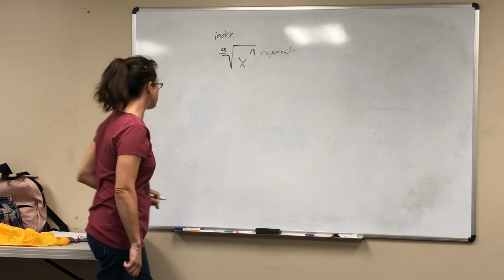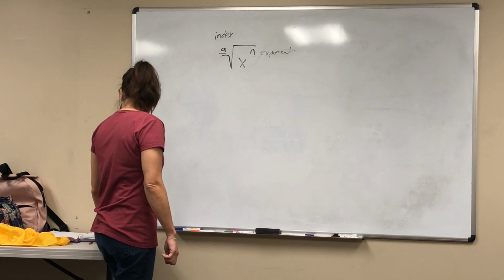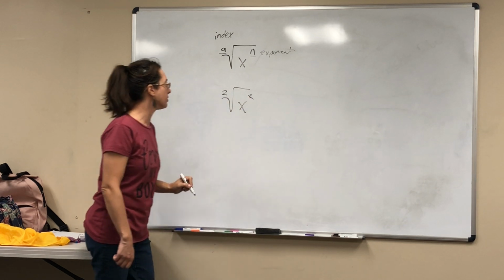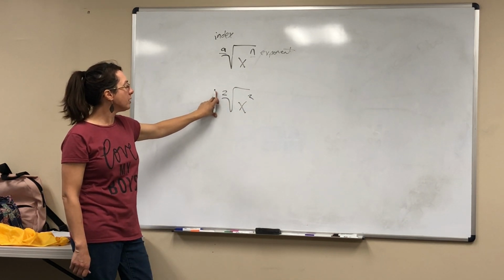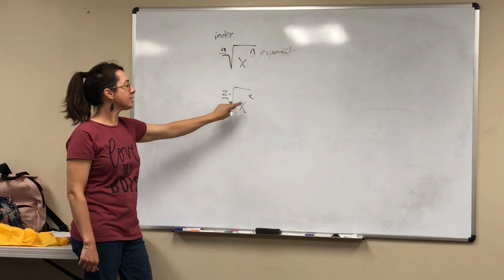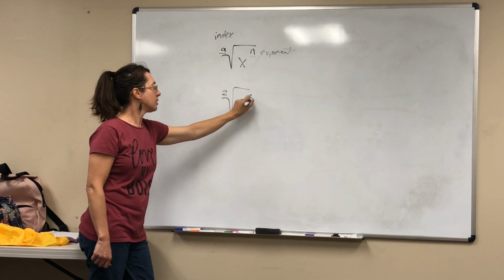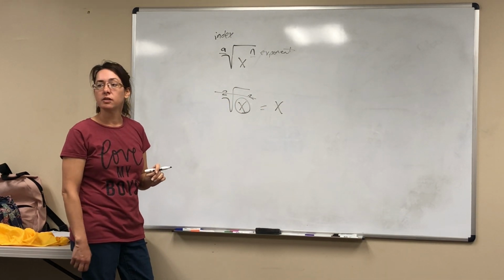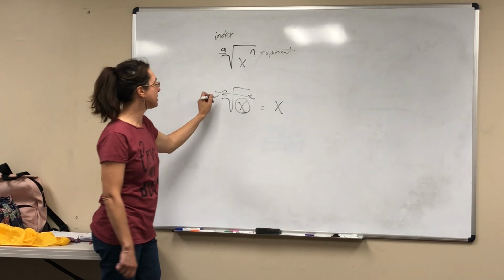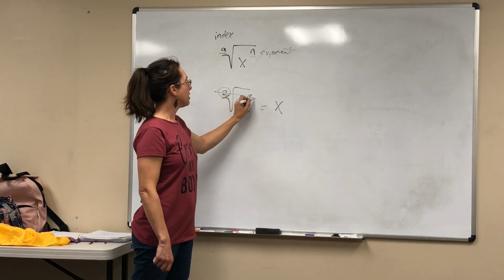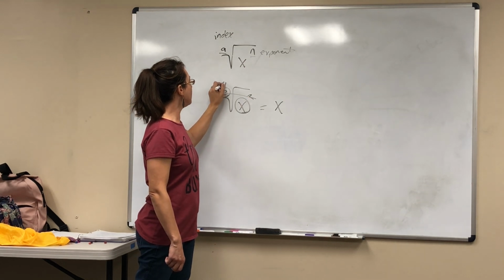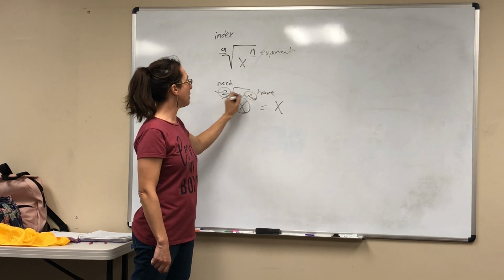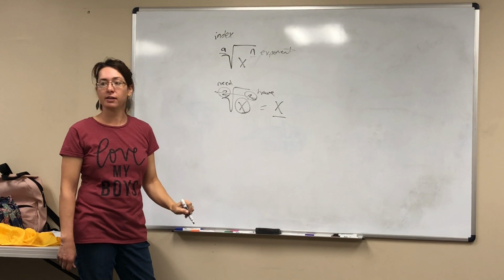Let's look at something. When we look at the square root of x squared, have you noticed that when the index and the exponent match, it all disappears, and all you have is your radicand underneath? Because the index is telling me what I need, and the exponent is telling me what I have. So all I have is my radicand.